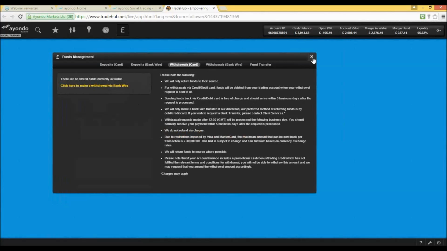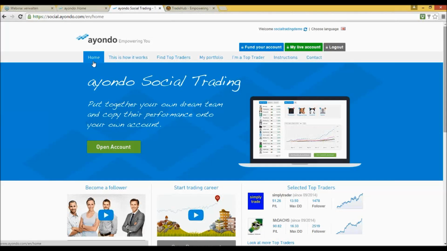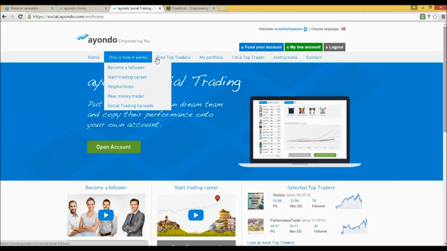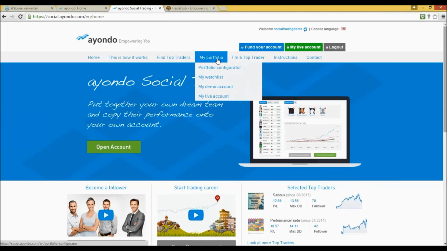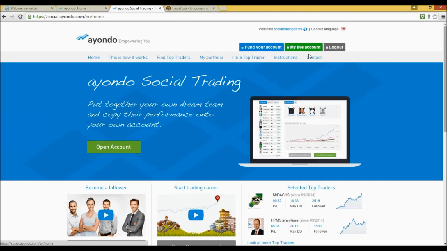Once you've done the funds transfer and put money onto the account, we need to go back to the social trading platform. So again, I'll take you to that platform now, and we should be able to see the funds allocated to the trading account. When you log on to the social trading platform, you'll be prompted with some tabs here at the top. You've got the home page, this is how it works, find top traders, my portfolio, I'm a top trader, and then some instructions if you ever get stuck, and all of our contact details.